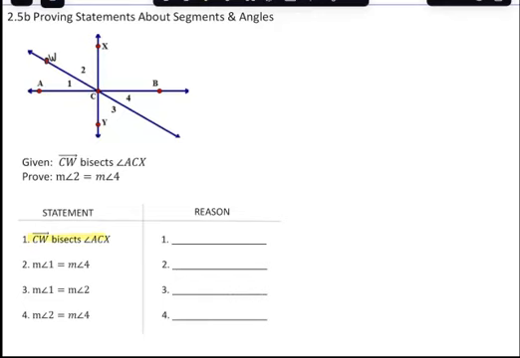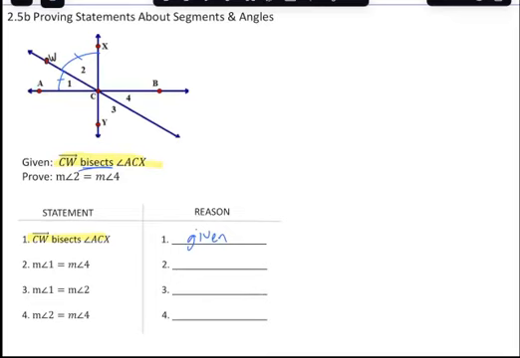We start off by just confirming, is the first statement really our given? It is. Now, the way that I encourage you to work through these is if your given statement has a word, interpret that word. So if I look here, ray CW bisects angle ACX. Well, here's ACX, this whole angle. So if CW bisects that, it means that each of these is going to be cut into half of that whole. Okay, so the marking there shows my interpretation of the word bisect.